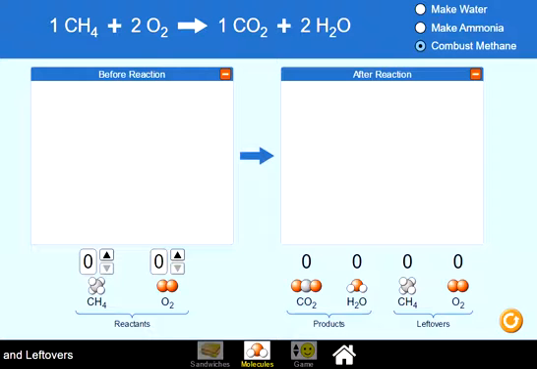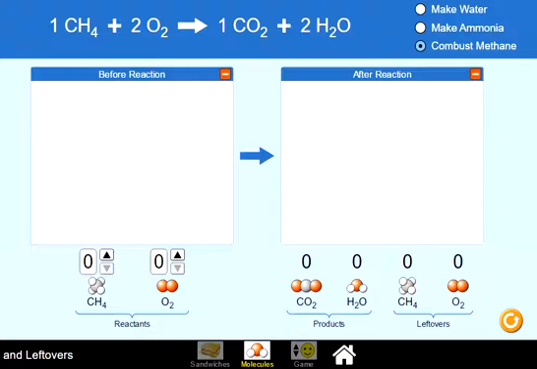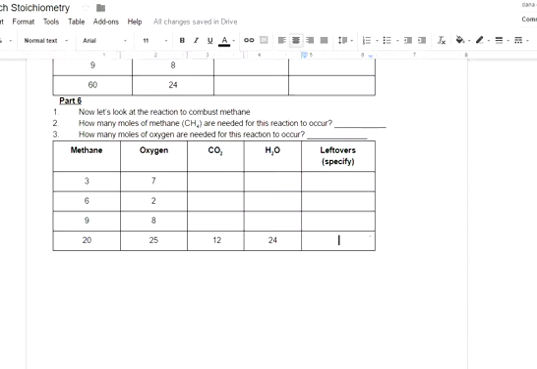Well, each time I run the reaction, I form 2 waters, and so if I run it 12 times, I'm going to form 2 times 12, which would be 24 waters. And so now the question needs to be, how many leftover do I have? Well, I know I have 1 O2 that's left over.